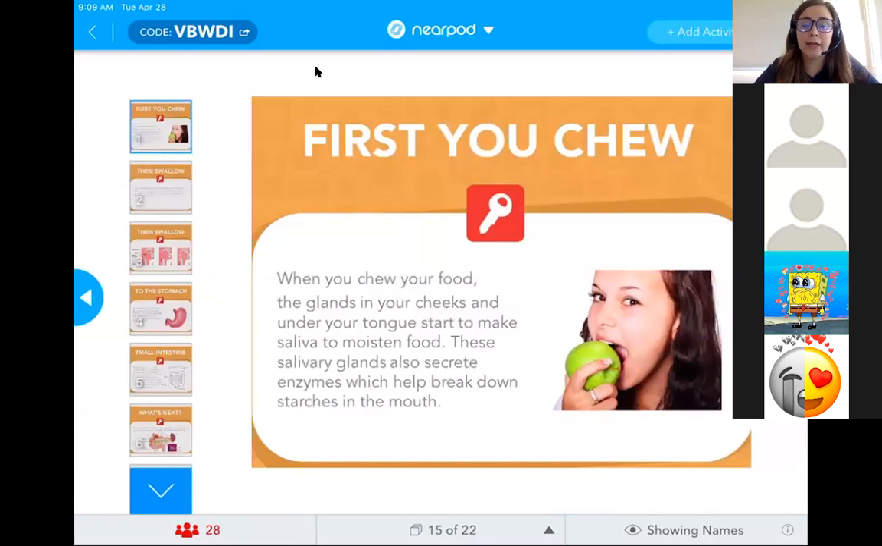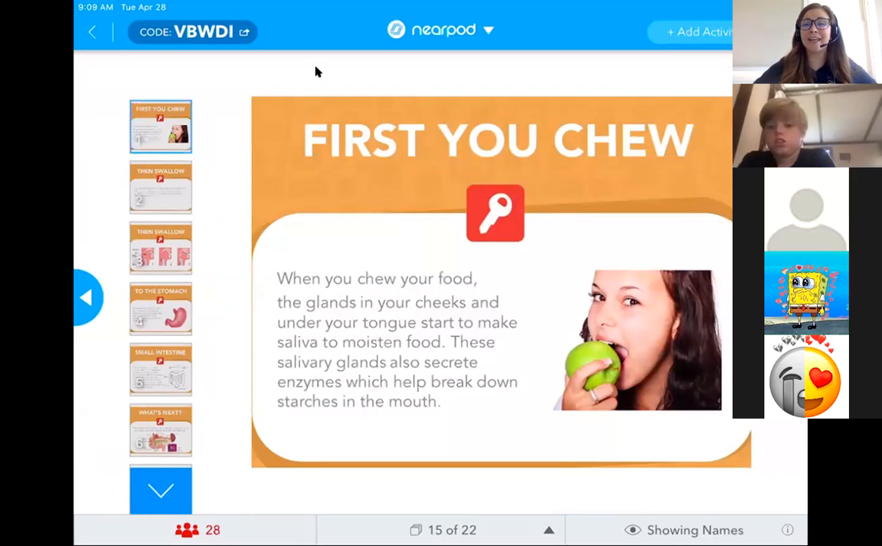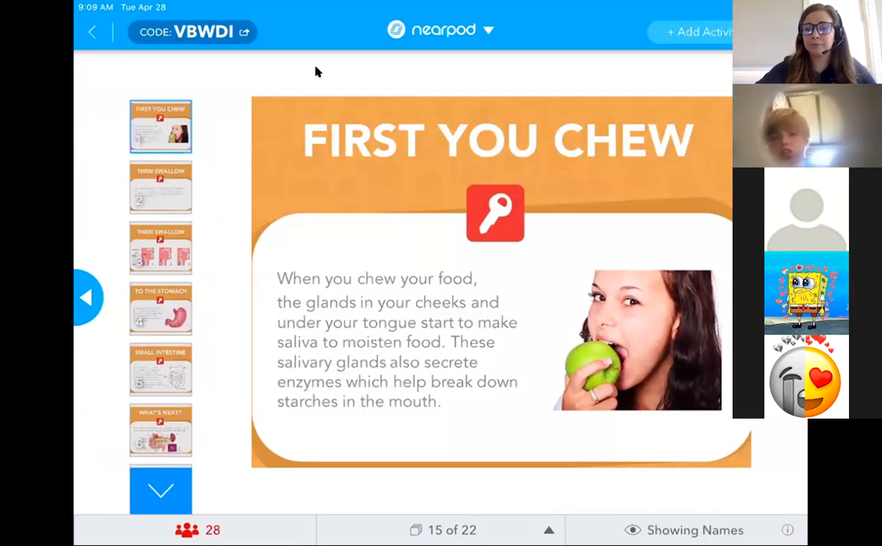Okay, so when you digest something, or when you find a big juicy hamburger that you want to eat, the first thing you're going to do is chew that big juicy hamburger. And when you chew that big juicy hamburger, the glands in your cheeks and under your tongue start to make saliva to moisten the food. And these salivary glands also secrete enzymes which help to break down starches in the mouth.